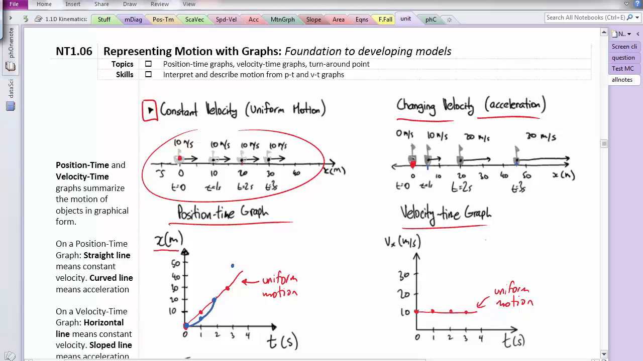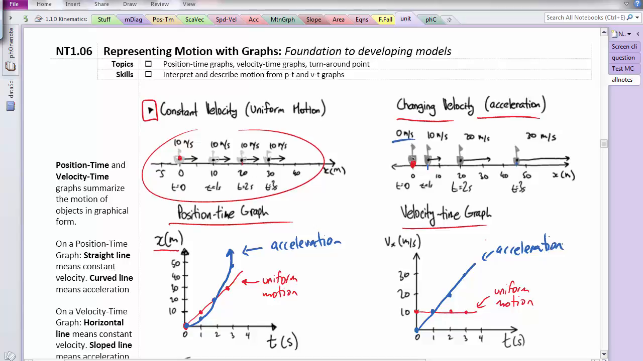In this case, we have a square relationship that increases as a square. If we were to plot our velocity versus time graph, at time 0 we had 0 meters per second, at time 1, 10, at time 2, 20, and at time 3, 30. We get a straight linear line. So a curved position time graph means that we have acceleration, whereas a linear increasing or decreasing line on a velocity time graph means that we have acceleration.